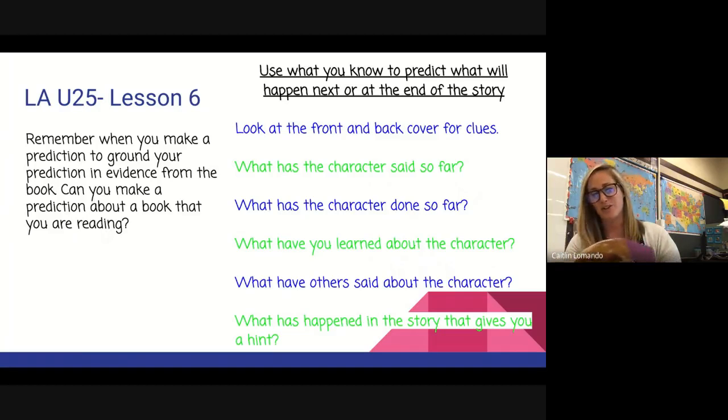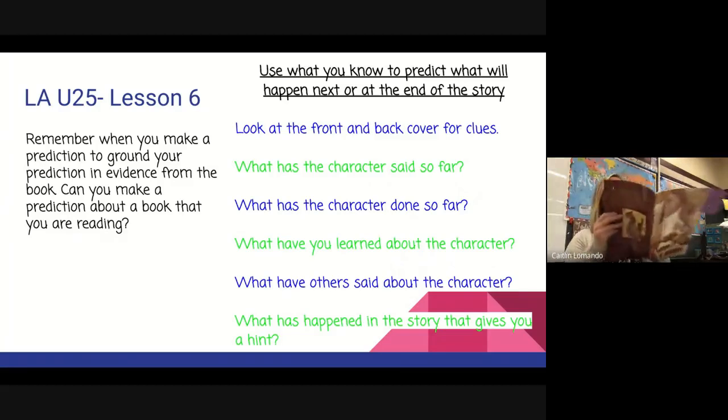I'm going to read a little bit further into the story so that we can hear if my prediction came true.